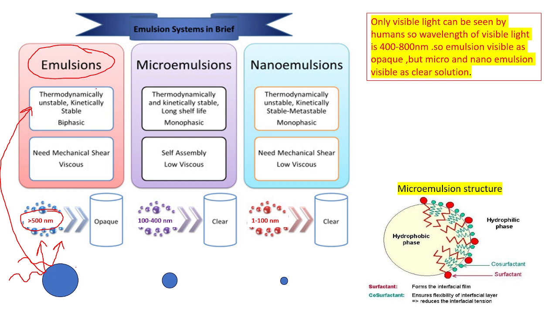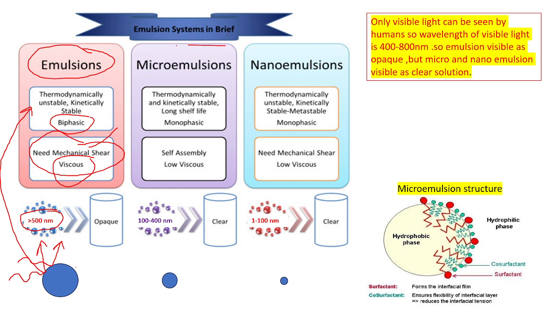Now this emulsion is thermodynamically unstable because of high interfacial energy, and it is kinetically stable. Kinetic stability means it will not at all exhibit Brownian motion. For Brownian motion, the particle size is always less than 500 nanometer. It is biphasic because the dispersion medium and dispersed phase we can clearly see with the naked eye. Hence, it is a biphasic system. For the preparation of this emulsion, we need mechanical shear. Because of large particle size, these are viscous in nature.